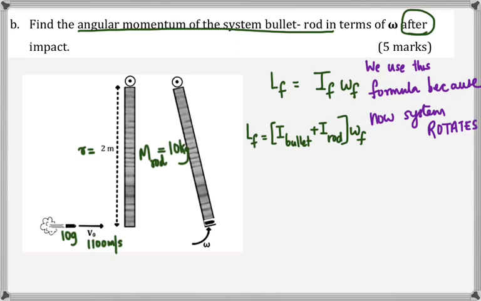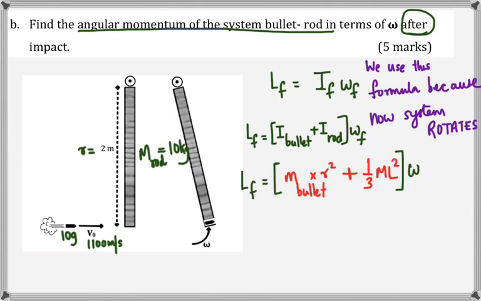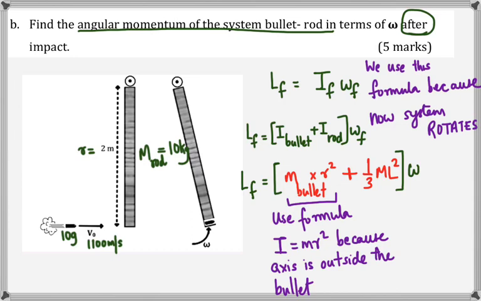There are two objects, one is the rod and one is the bullet, so we have to add the moments of inertia of them. So we apply the formula for the bullet. We use I equal to mr square because the axis is outside the bullet. Can you see the axis? Okay.